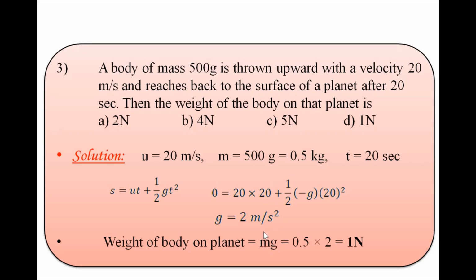So we calculate the weight on the planet. The formula is m into small g, that means 0.5 into 2. The value is 1 Newton. So option D is correct.